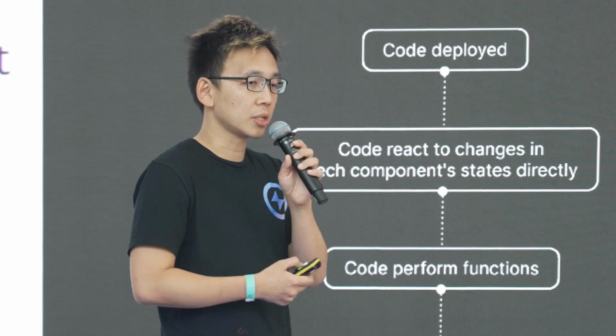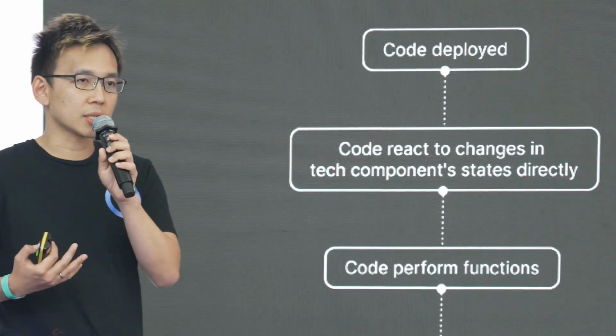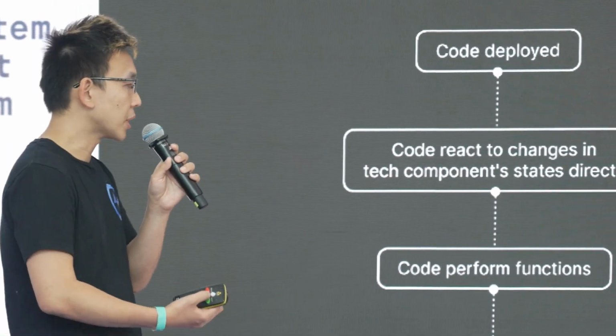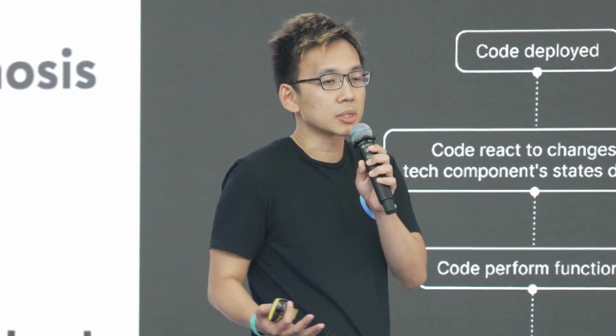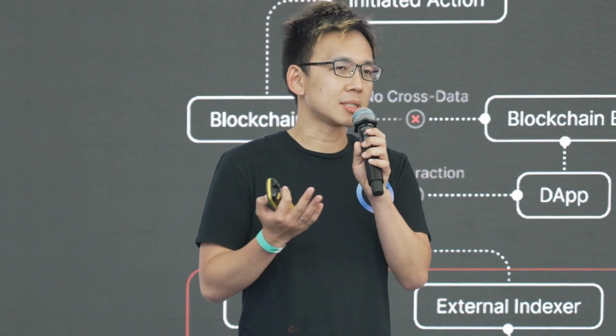This is a huge interactivity gap that we see. We realized that if everyone builds this way and takes it for granted, Web3 will never achieve the mass adoption that we want the industry to reach. So Reactive will fill this interactivity gap. We want to make the event logs actionable and programmable fully on-chain. What does this actually mean?